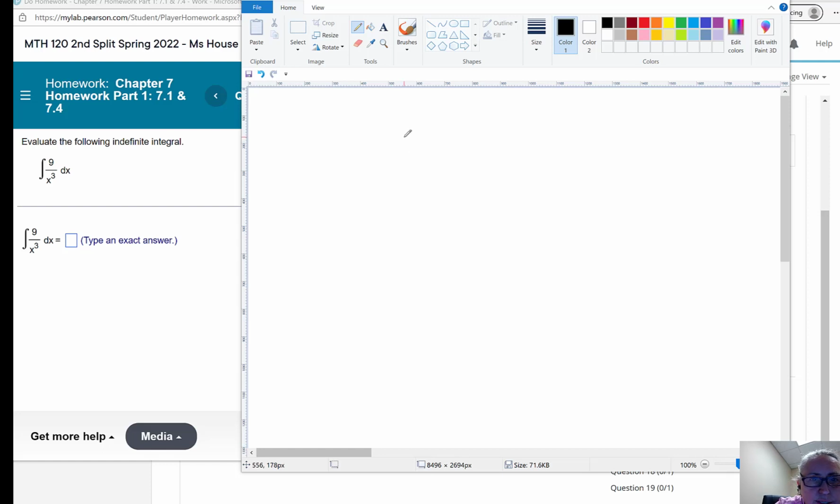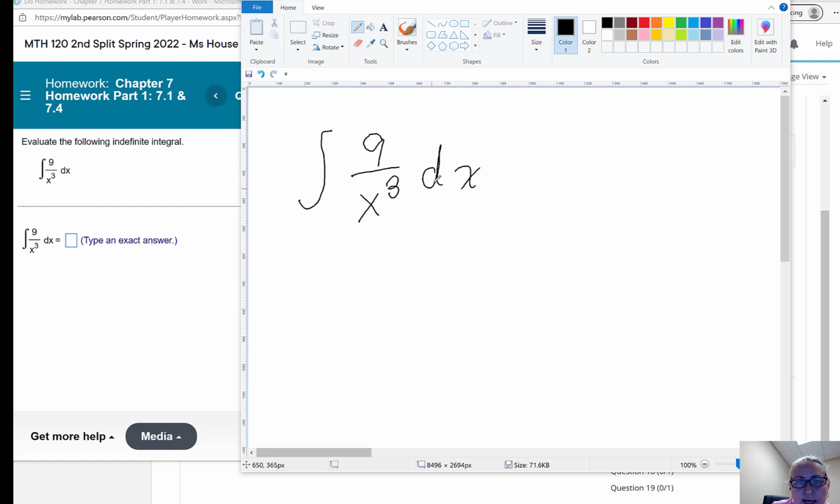So let's take a look at number 6. We have the integral of 9 over x cubed dx. So anytime you have a variable in the denominator, except for x to the 1, we're going to rewrite this with a negative exponent.